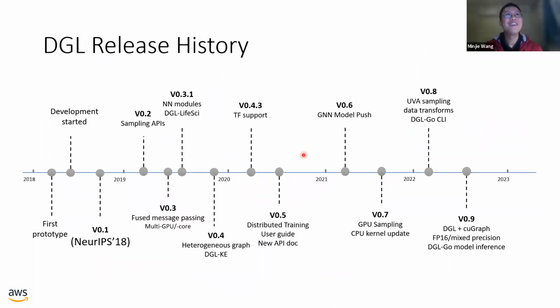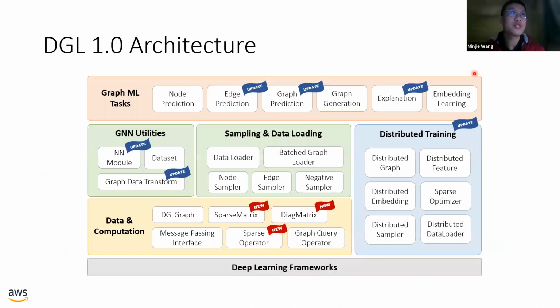All right. So we have been talking about DGL. It has a long history of releasing different features. To announce DGL 1.0, the arrival of DGL 1.0 was last month in February. It has a bunch of new features, and also a lot of updates to existing components. Here you can see the DGL 1.0 architecture.